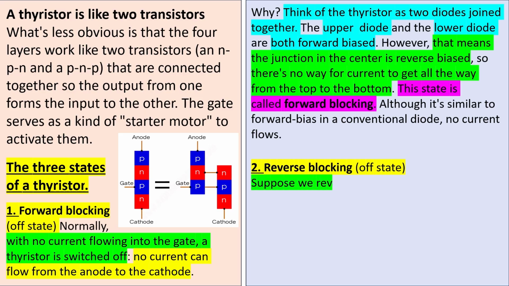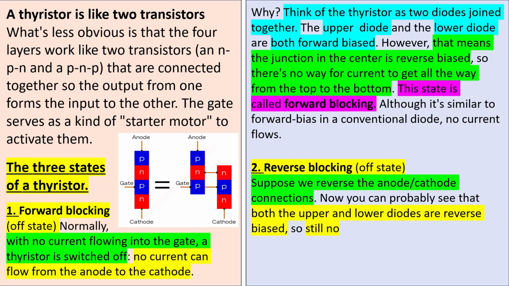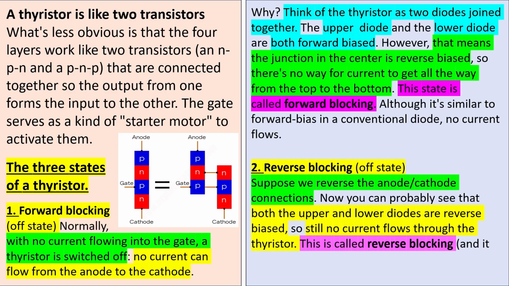Reverse blocking, off state. Suppose we reverse the anode and cathode connections. Now you can probably see that both the upper and lower diodes are reverse biased. So still no current flows through the thyristor. This is called reverse blocking, and it's analogous to reverse bias in a simple diode.